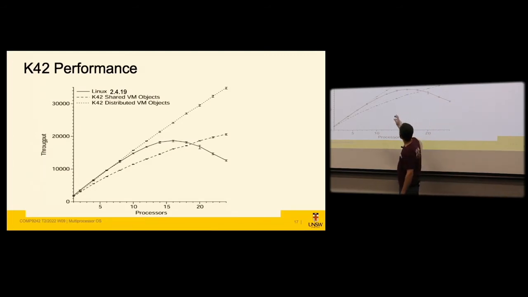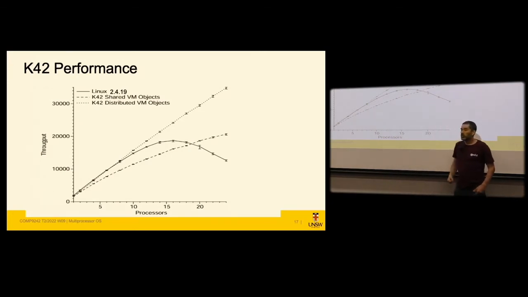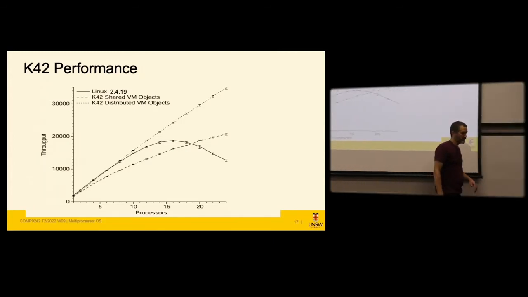Whereas when we look at K42 with the shared objects, it doesn't do as well as Linux, but it does scale a bit better than Linux. So eventually, it'll have better performance than Linux. But if we add these distributed objects, these localized objects, then we see it does really well and scales really well because it's mostly avoiding sharing. And that's one of the things that causes a lot of serialization.